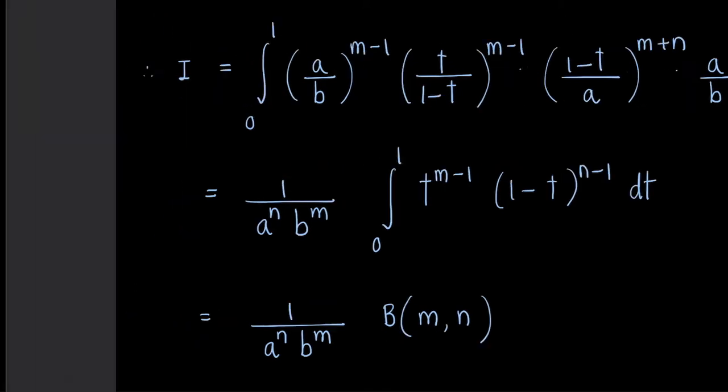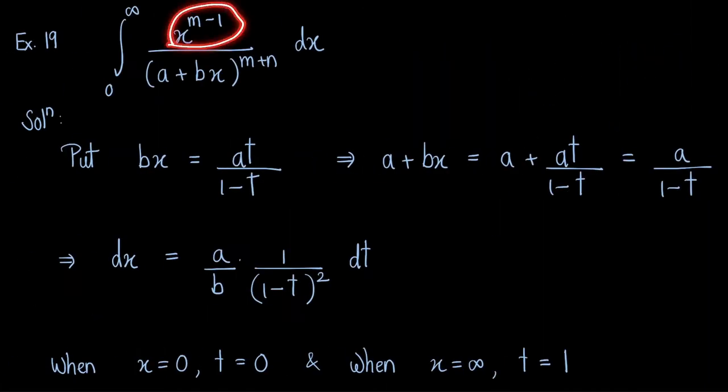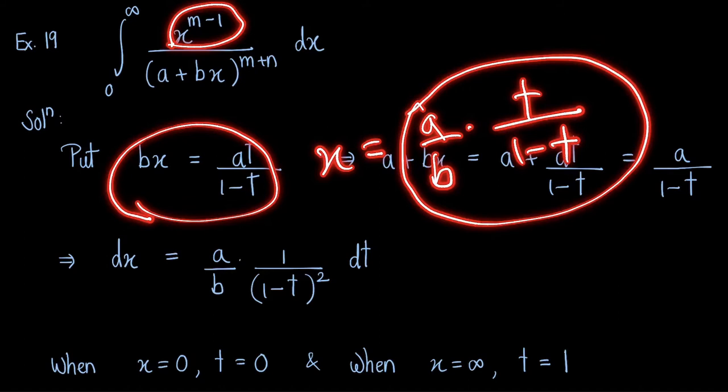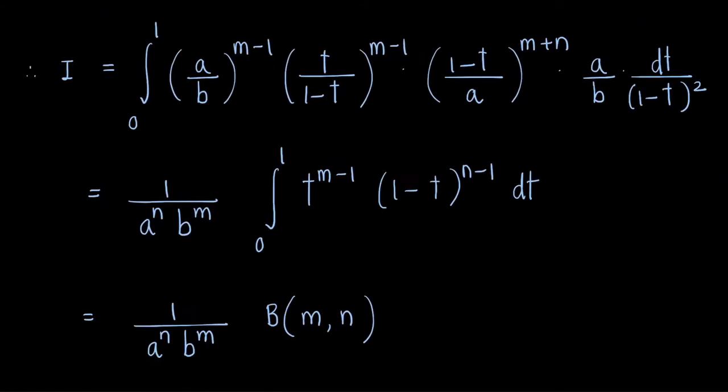integration 0 to 1 x raised to m minus 1. Now, the value of x is a upon b into t upon 1 minus t. From this, we have simply divided by b. Therefore, the value of x is a by b into t upon 1 minus t. So, this raised to m minus 1, we will get a by b raised to m minus 1 into t upon 1 minus t raised to m minus 1.